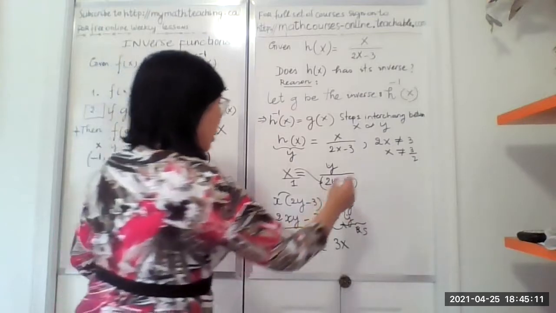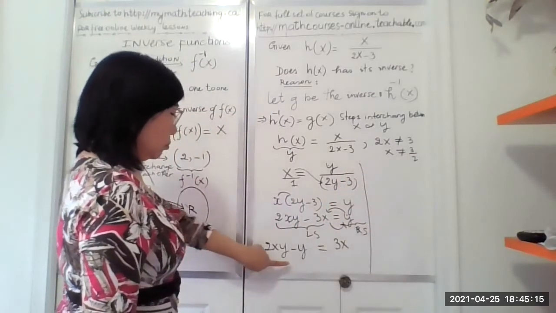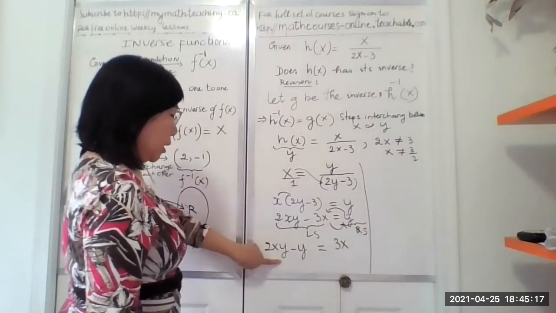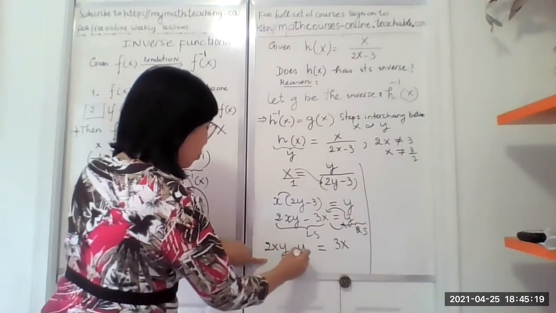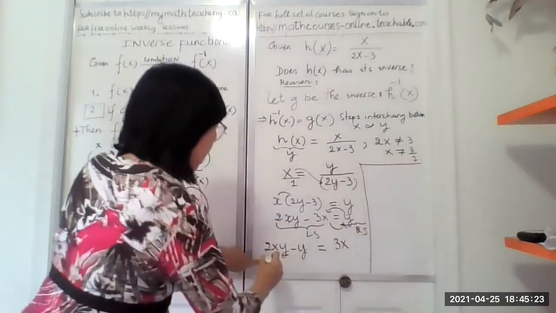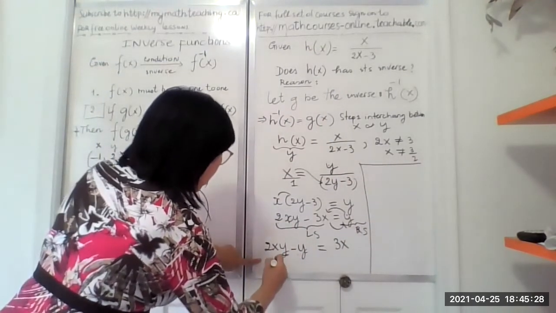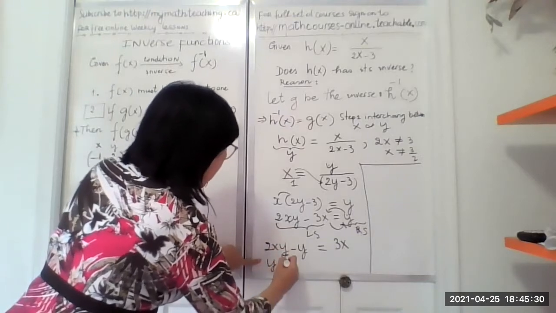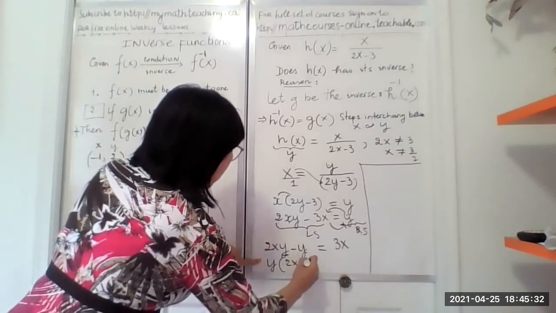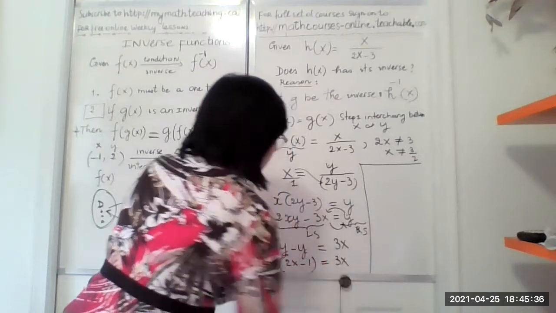So at this point, I'm going to factor out the y, right? Because we have a common factor here, y and y. So I'm going to factor out y, and inside I have 2x minus 1 when I factor, equal to 3x.